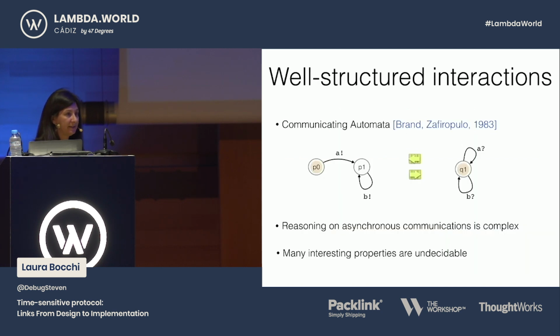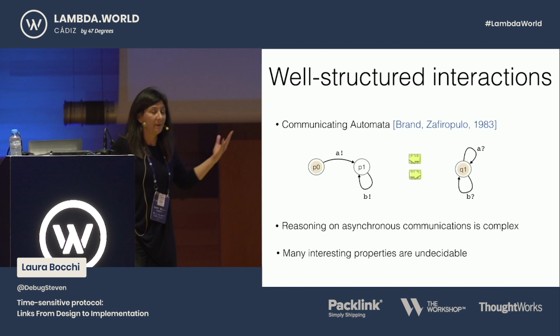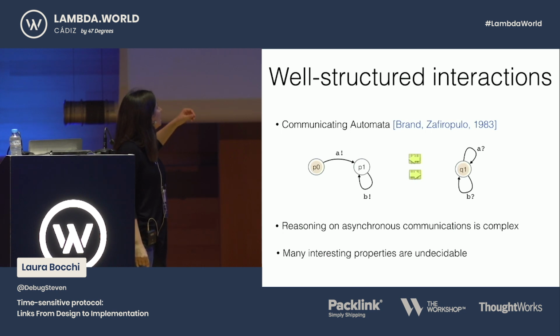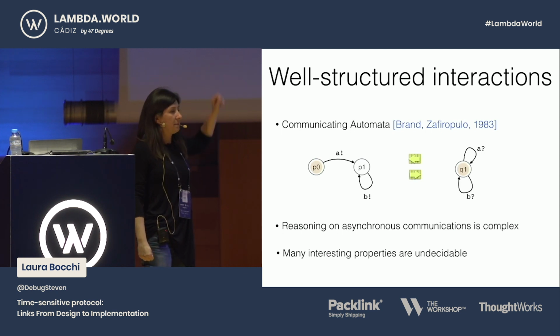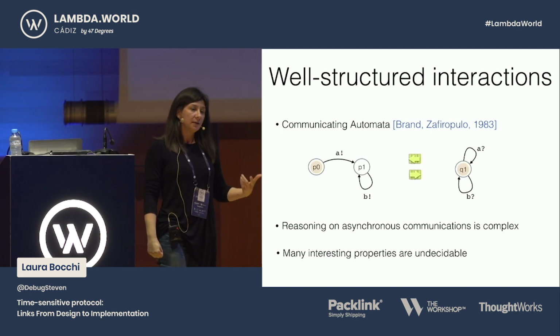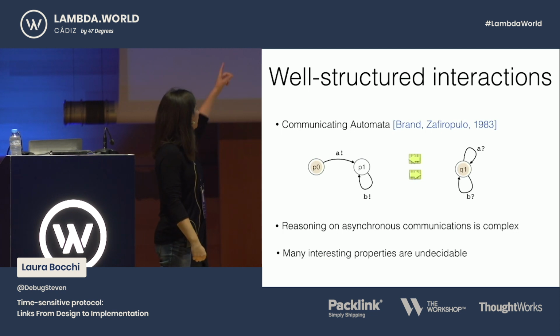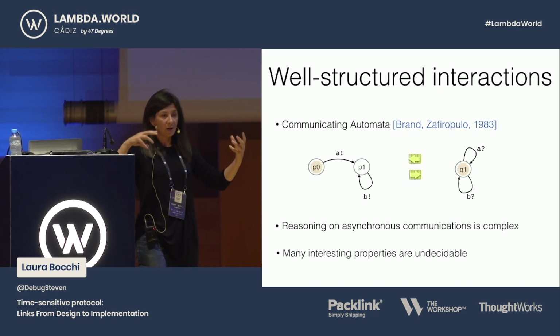So let's have a look at interaction structures. We will do this by using a formalism called communicating automata. Communicating automata, also known as communicating finite state machines, are basically automata. You may find it familiar. They are communicating, meaning that the label of the edges, the action of the edge, is a communication that can be a send action, denoted with an exclamation mark, or a receive action, denoted with a question mark. So you have this dual action, send and receive.